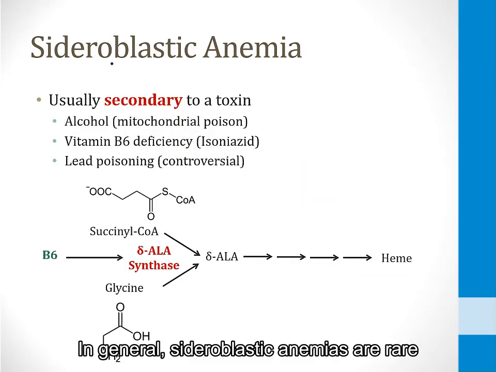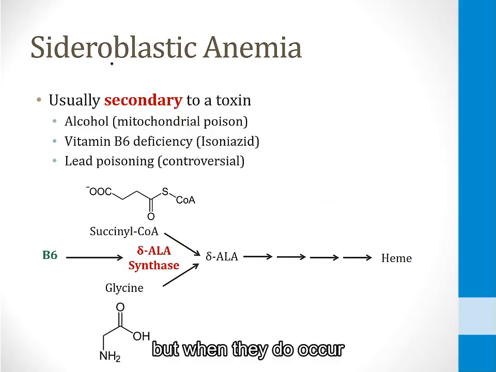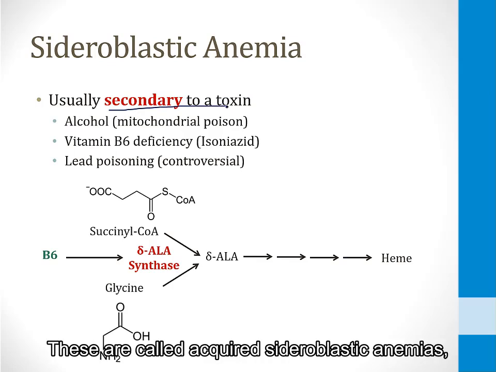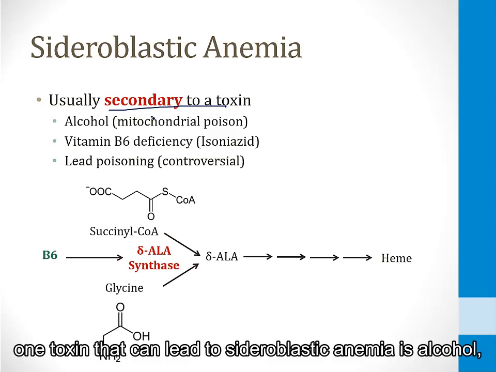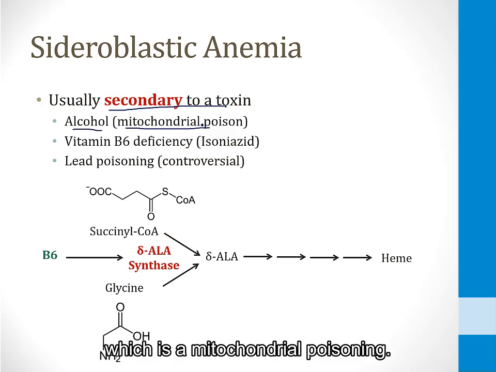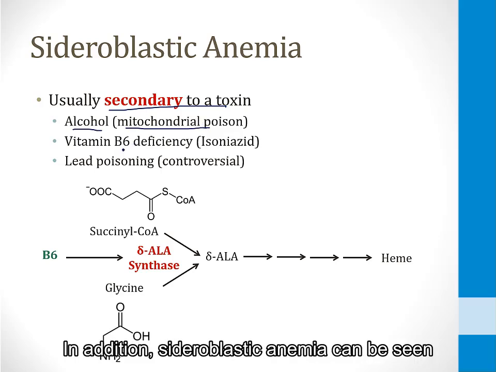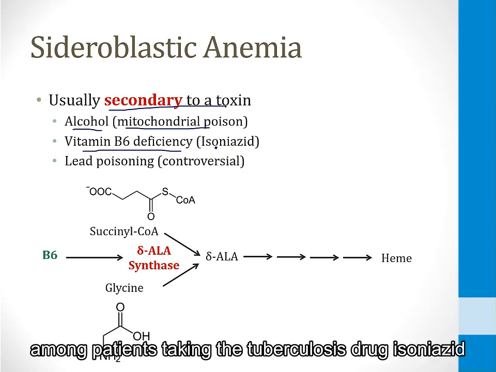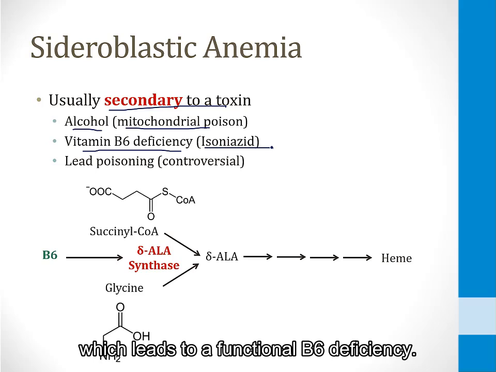In general, sideroblastic anemias are rare, but when they do occur, they're usually secondary to some type of toxin. These are called acquired sideroblastic anemias. One toxin that can lead to sideroblastic anemia is alcohol, which is a mitochondrial poison. In addition, sideroblastic anemia can be seen in a vitamin B6 deficiency. Classically, this occurs among patients taking the tuberculosis drug isoniazid, which leads to a functional B6 deficiency.